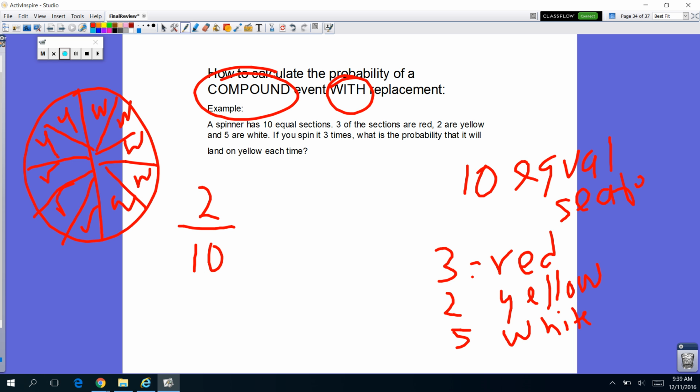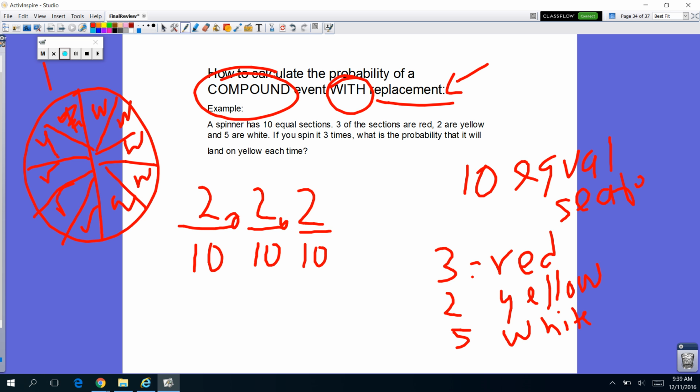And then we're replacing it, because it's not like you can take away a section from that spinner and then not use it the next time. Okay. The probability of you getting a yellow the second time will still be the same, because it's not like you can get rid of that and then take it away. It's a spinner. It stays the same way. That's why replacement means you will reuse it. Okay. So another 2 10s for the second time. And if we wanted to do it a third time, it would be 2 10s, and you will multiply it.